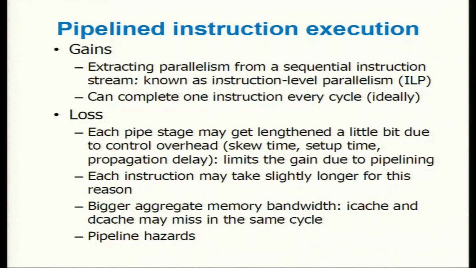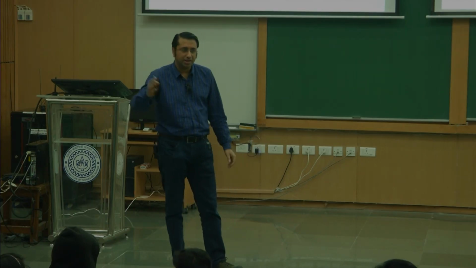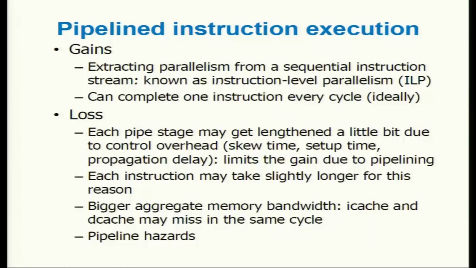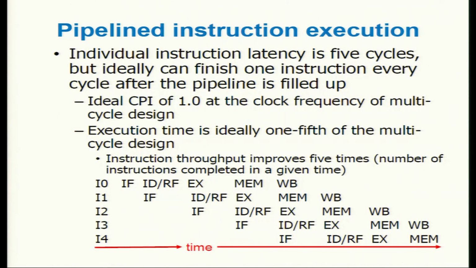But it comes with a few losses. One is that each of the 5 stages may get lengthened a little bit due to the control overhead, because you have to put certain registers between the pipeline stages, and that takes time. That's why each instruction may take slightly longer. You also require bigger aggregate memory bandwidth. Why is that? If you go back and notice, every cycle some instruction accesses memory. That requires the memory to be active more often than before, which requires more bandwidth from it.